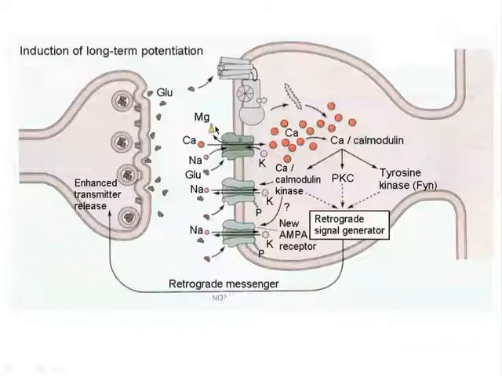But once the postsynaptic neuron is activated, the NO is produced. NO means nitric oxide. The nitric oxide stimulates the glutamate release from the presynaptic neuron. So this goes on.